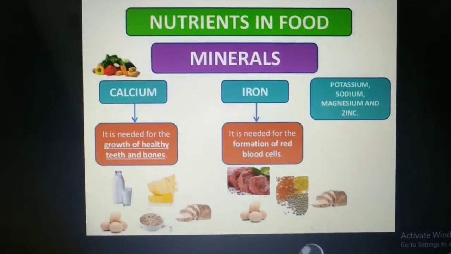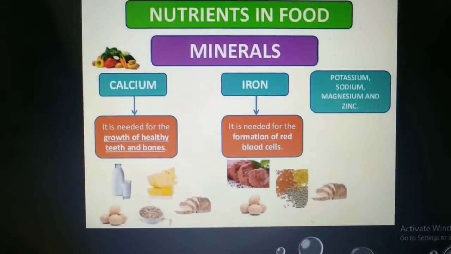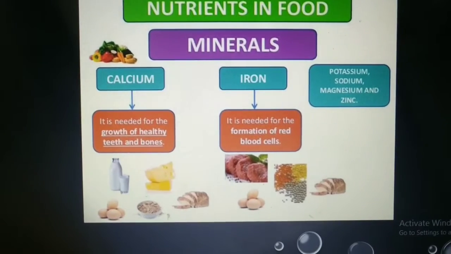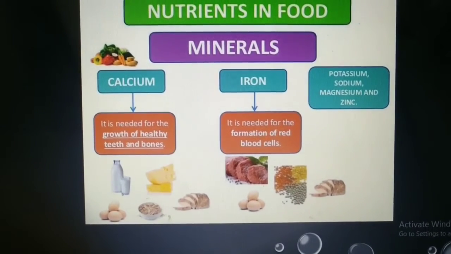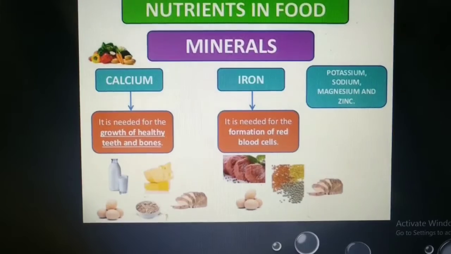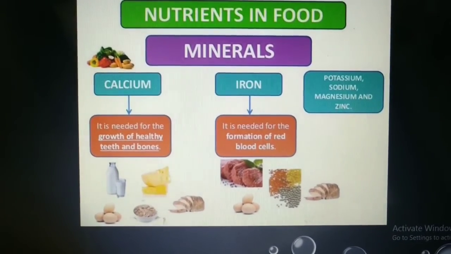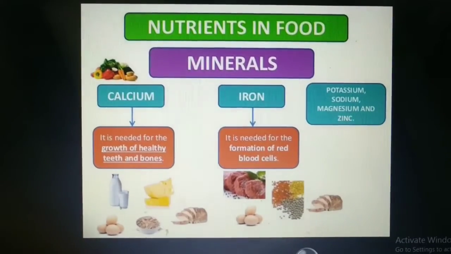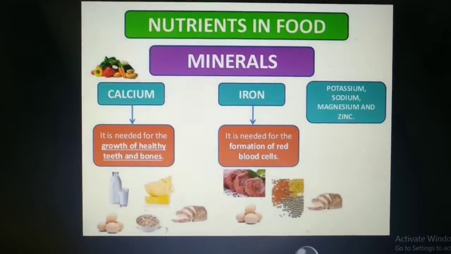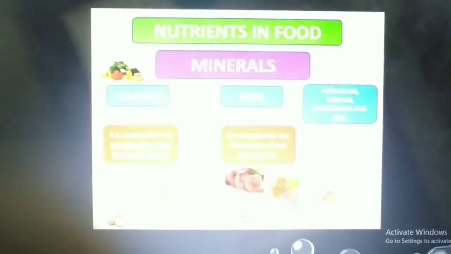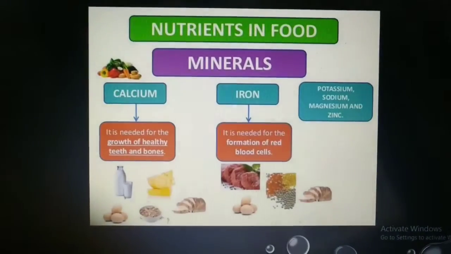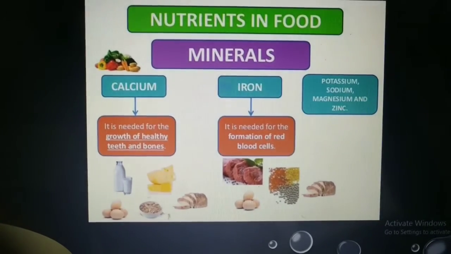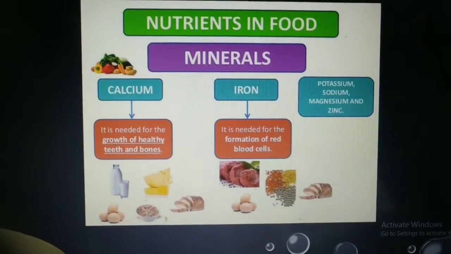Now, iron. It is needed for the formation of red blood cells. In the blood, there is something called red blood cells or RBC, which gives the blood its red color. So iron is needed for the formation of red blood cells, and you get it in eggs, meat, and also in pulses and millets. Potassium, sodium, magnesium, and zinc are other types of minerals too.